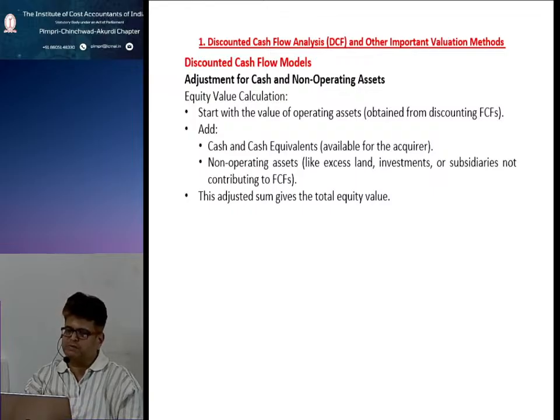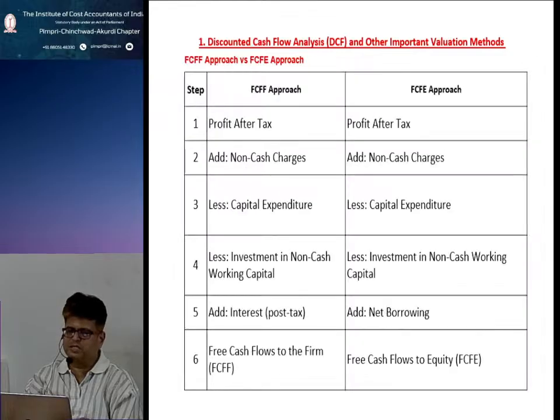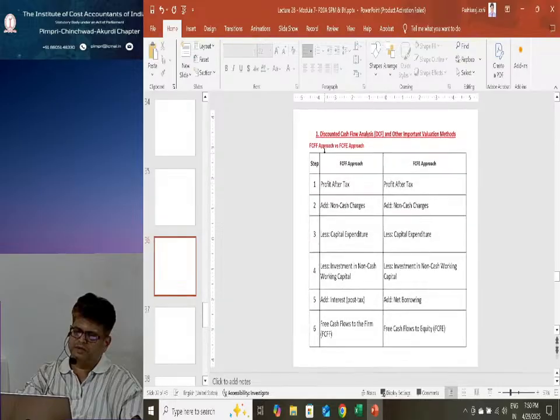Then comes the concept of adjustment for cash and non-operating assets. The equity value calculation starts with the value of operating assets obtained from discounting FCFs, adds cash and cash equivalents available for the acquirer, and non-operating assets like excess land, investments or subsidiaries not contributing to FCFs. This adjusted sum gives the total equity value. So these are the concepts of discounted cash flow models. Now we will have a distinction between the two approaches, FCFF in a snapshot.